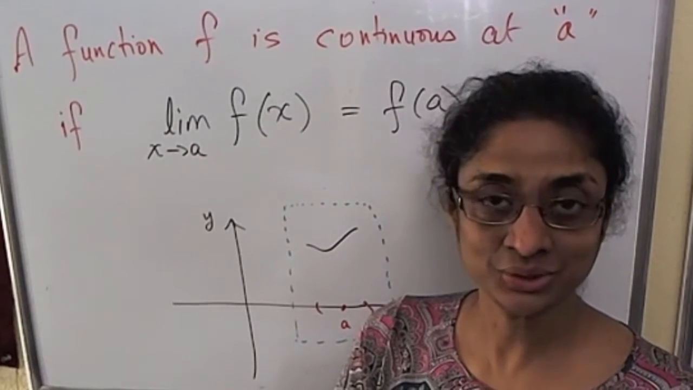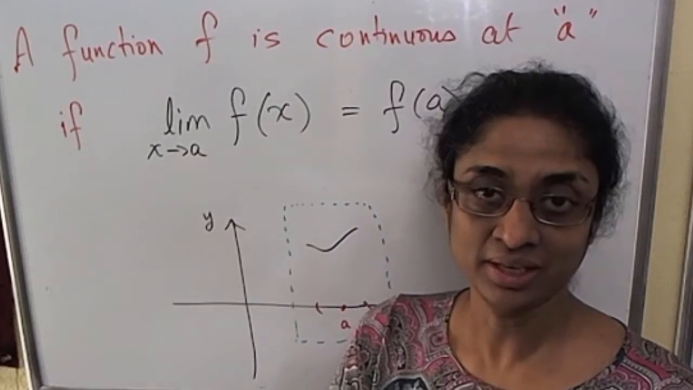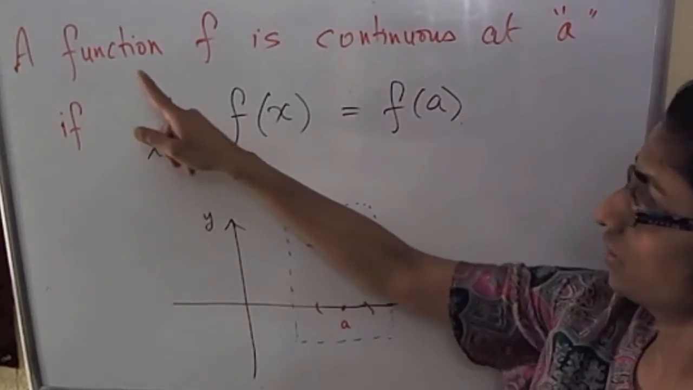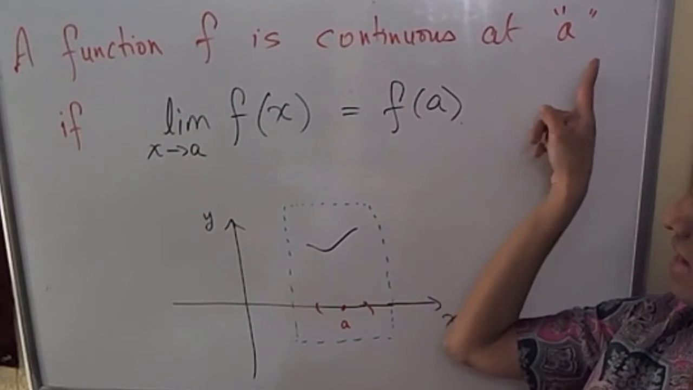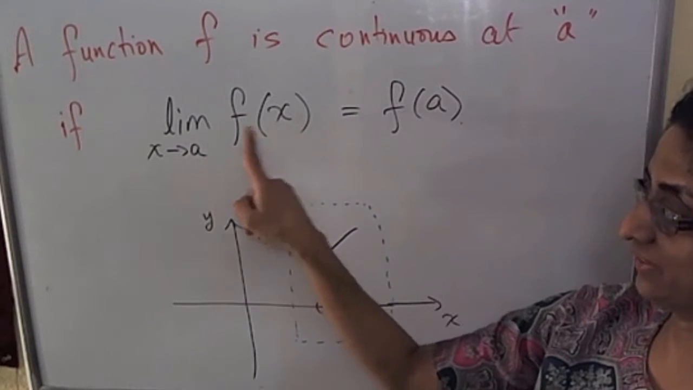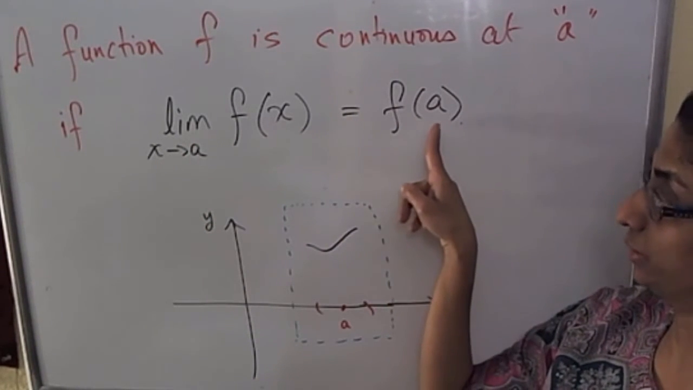Hi, today let's discuss an important theorem about continuous functions. Let's begin our discussion by reviewing the definition. A function f is continuous at a if the two-sided limit of f of x as x approaches a is exactly equal to the functional value at a.